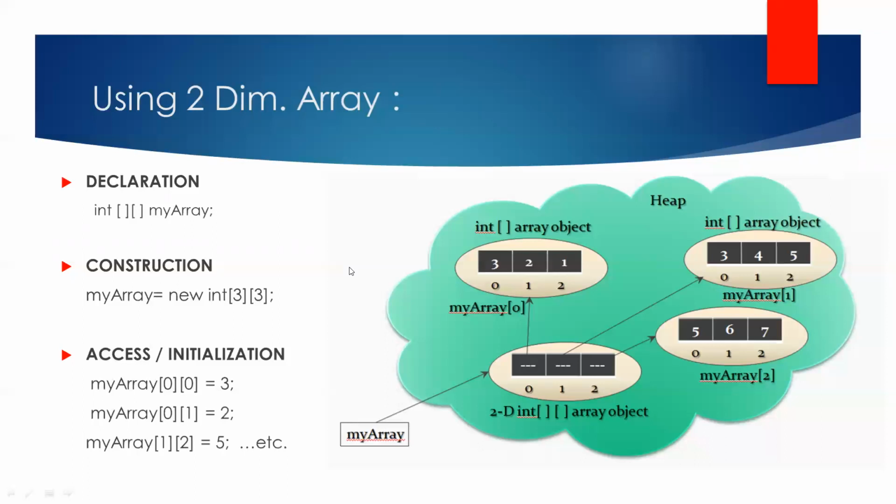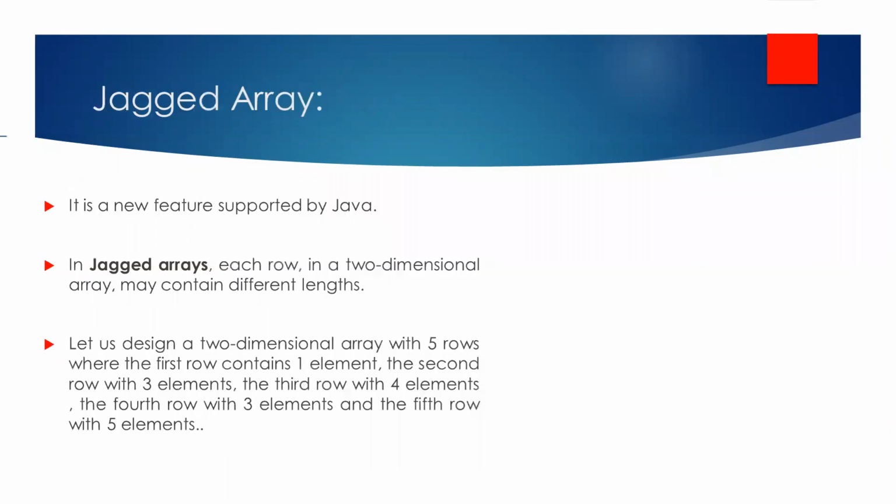Another one which is available in Java is called the Jagged Array, and it is sometimes also known as the Zig-Zag array. Zig-Zag array means that for every row, it is not required to have the same number of columns. Okay. So it is a new feature supported by Java. In a Jagged Array, each row in a 2-dimensional array may contain a different length.